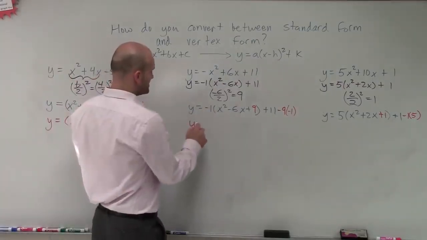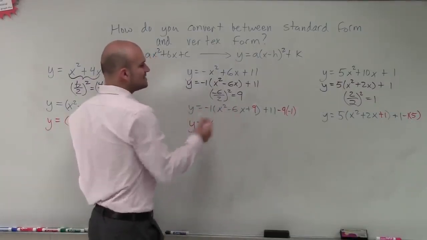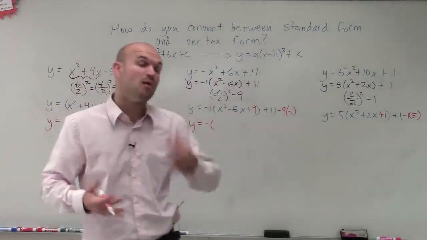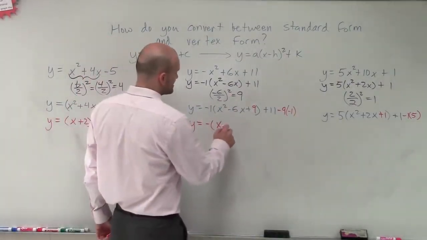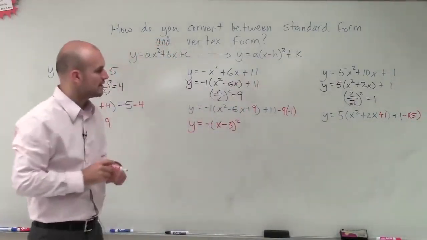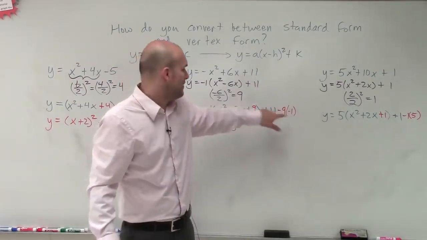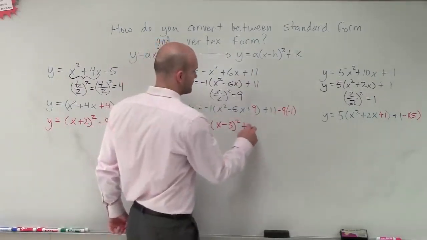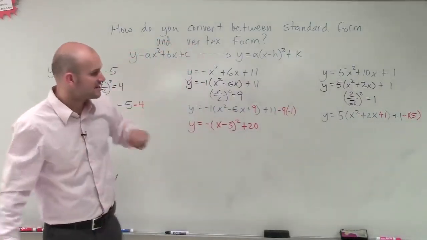Here, when I write this, I have y equals negative, and I don't really need to write the 1. So now I see what two numbers that are exactly the same multiply to give me 9 and add to give me -6. Well, that's going to be x minus 3 squared. Notice how I'm always getting this binomial squared. Then I look at this. I say -1 times -9 is +9. +9 plus 11 is 20. And there you go. Now my equation is in vertex form.